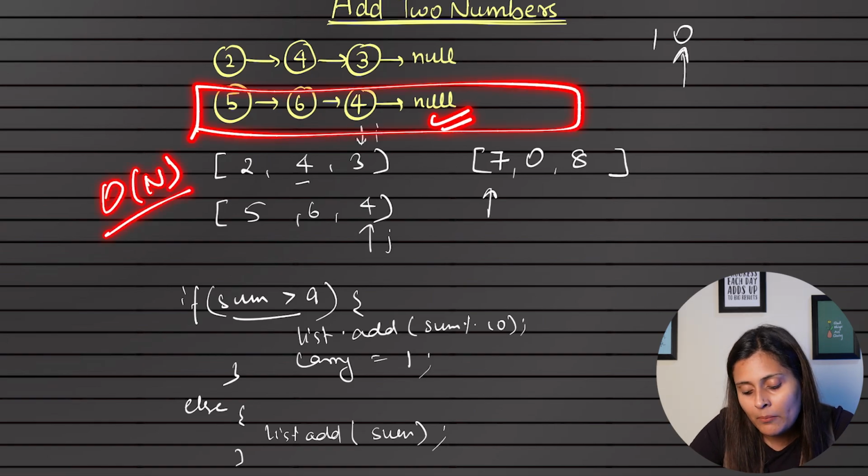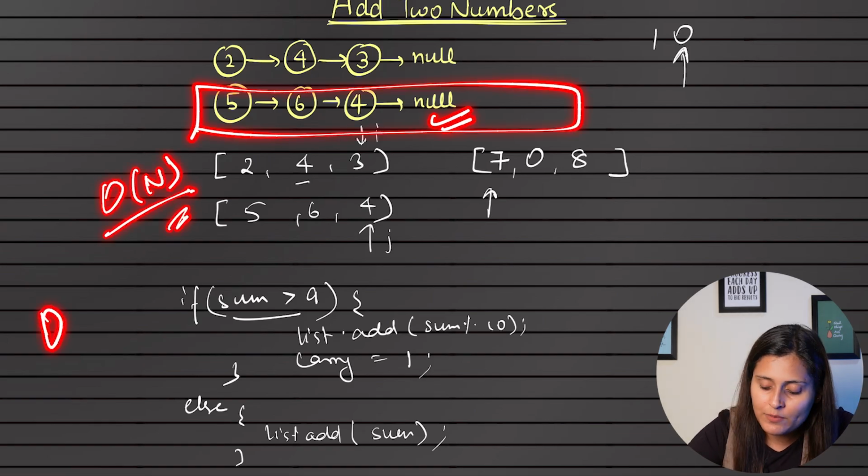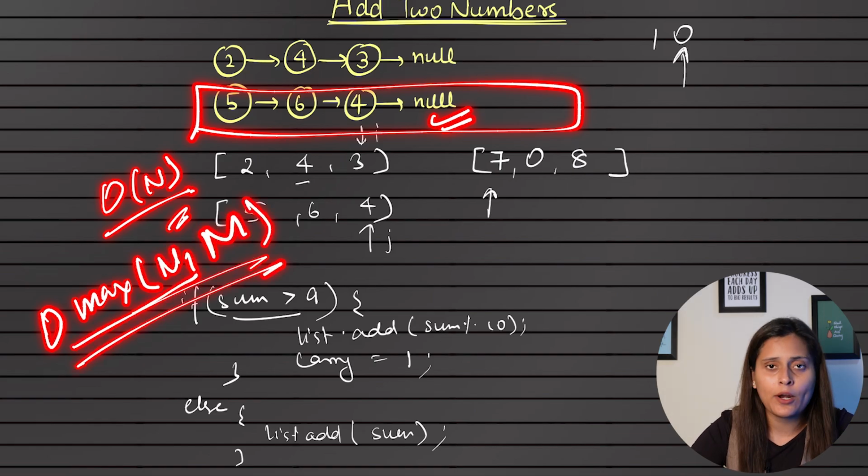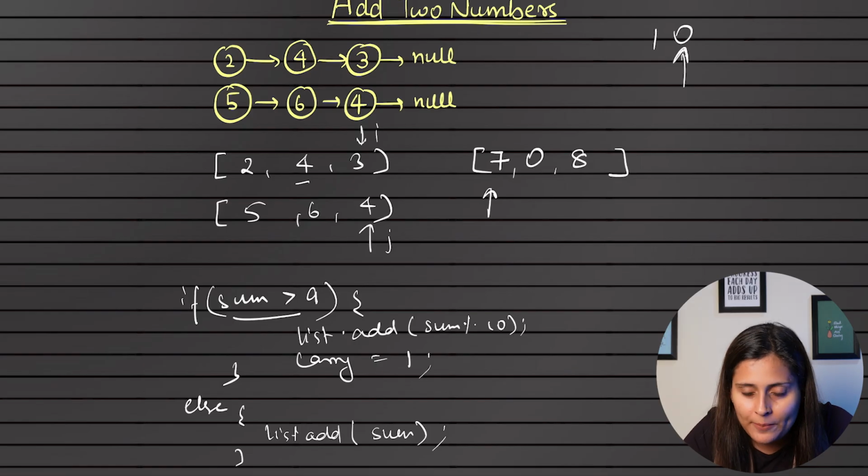So the space is O of max size, where max size means O of max of n and m, let's say n is the size of linked list 1 and m is the size of linked list 2. So max of n or m is going to be the space complexity as well, okay.